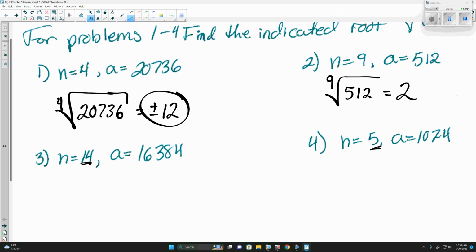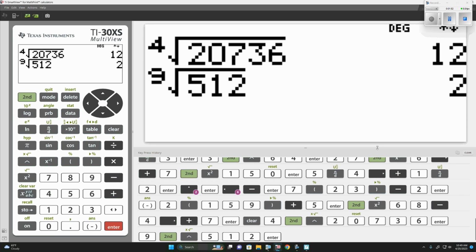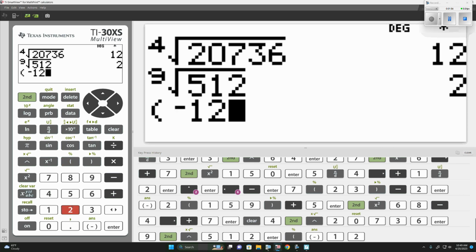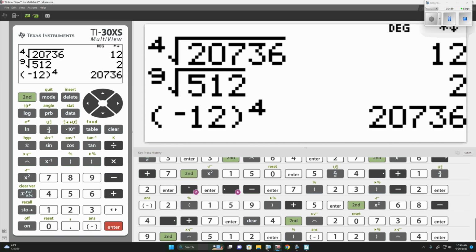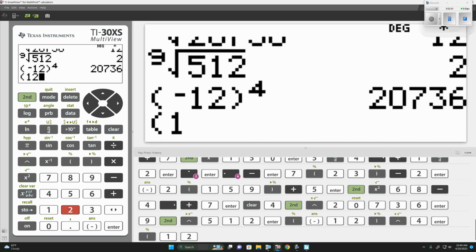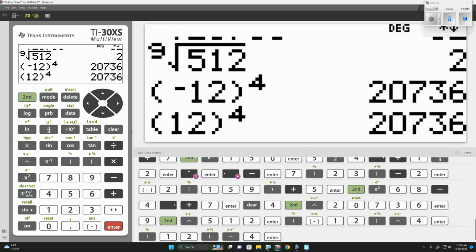Are there any other questions on 1 through 4? Because if you don't put the plus or minus when it's needed, I will take all points because, again, it is 2 roots, 12 and negative 12. Negative 12 to the 4th is 20,736, and 12 to the 4th power is 20,736.